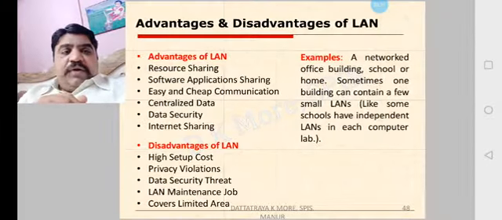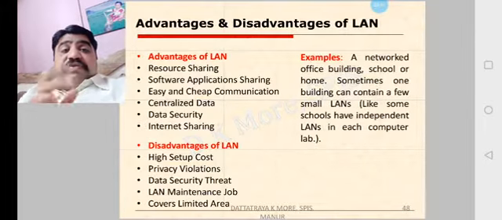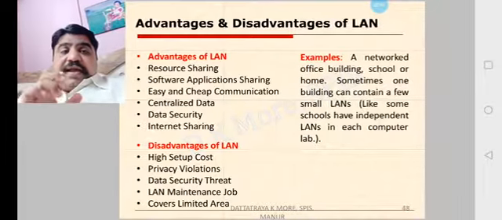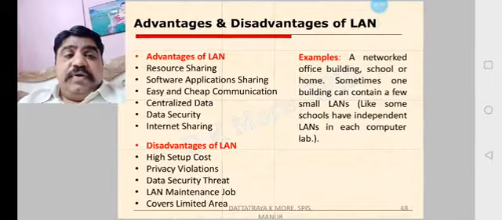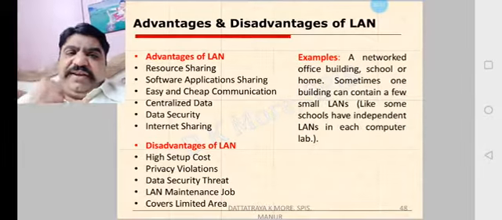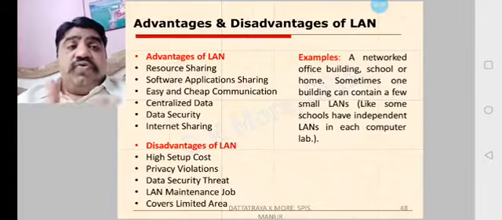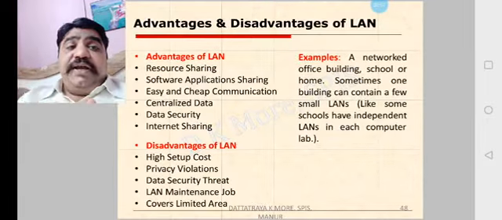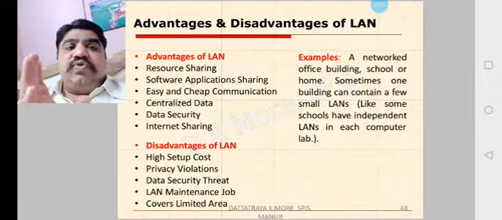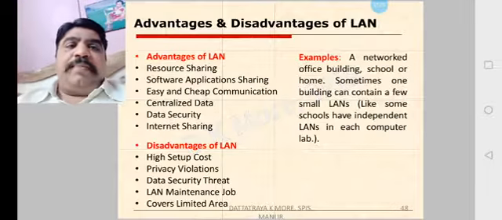Disadvantages we are going to have a look at here. High setup cost, privacy violations, data security threat, and LAN maintenance, it requires maintenance. It also covers a limited, small area. For example, a networked office building, school or home. Sometimes one building can contain a few small LANs, like some schools have independent LANs in each computer lab, like our computer lab.